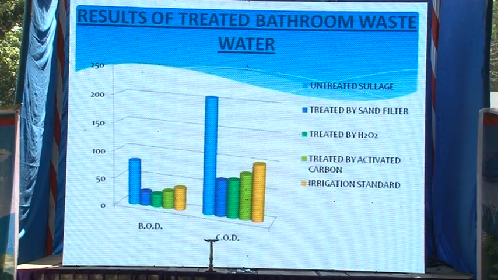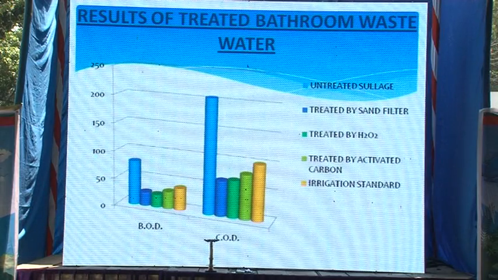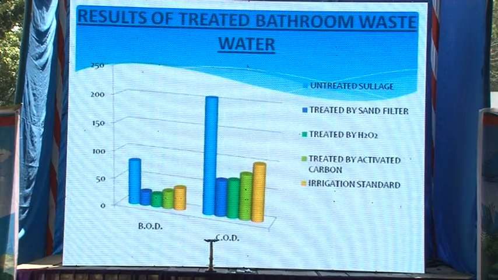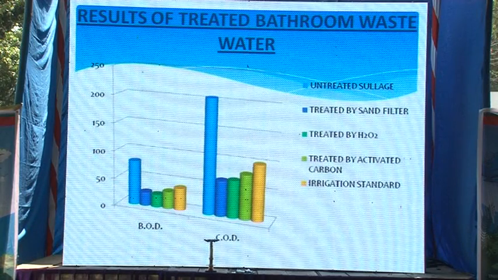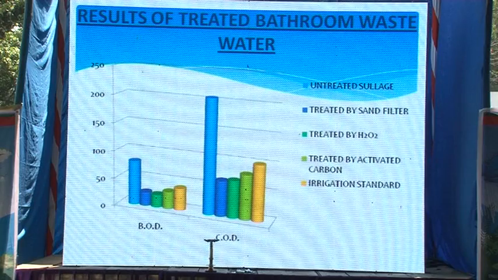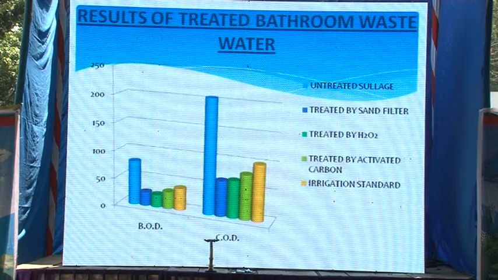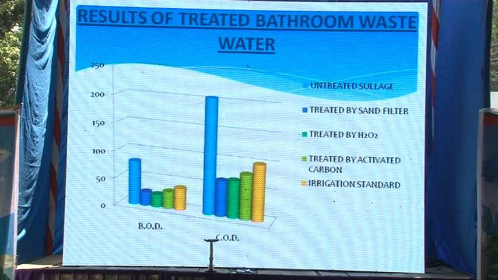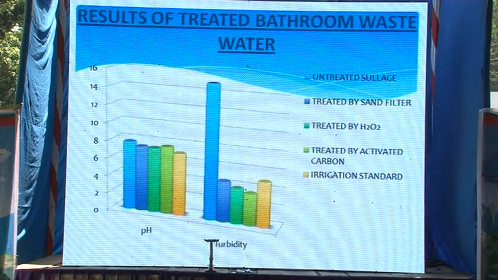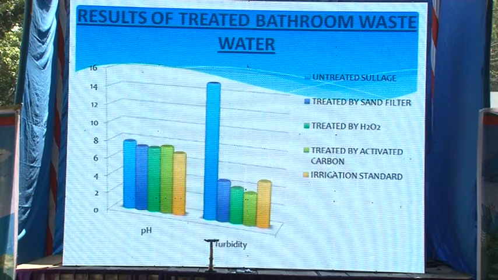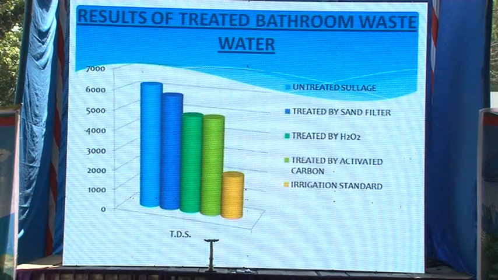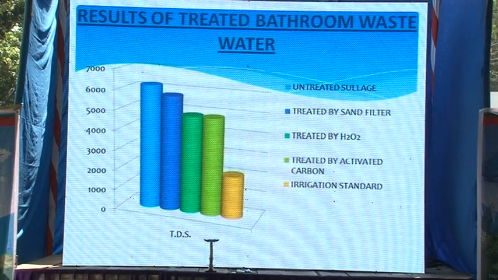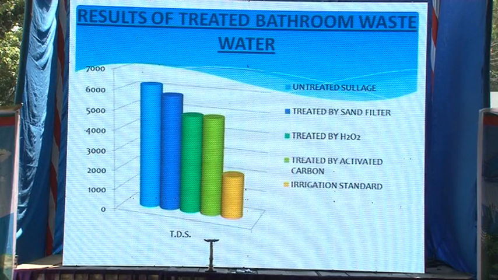Now, the results and conclusions. Results of treated bathroom wastewater show the main parameters BOD and COD. The last one is the irrigation standard, which is the criteria, and the middle three are the treated wastewater, and the first one is the untreated water. Now we see that the treated water is within the criteria of irrigation standard in pH and turbidity, but TDS is not within the irrigation standard. So we cannot use it for irrigation purpose and gardening purpose. We can only use it for toilet flushing.